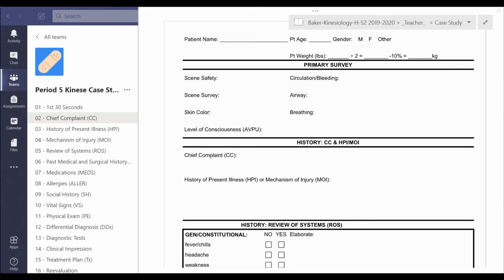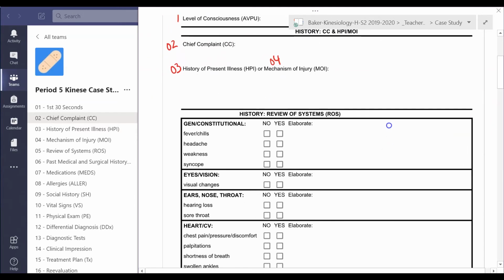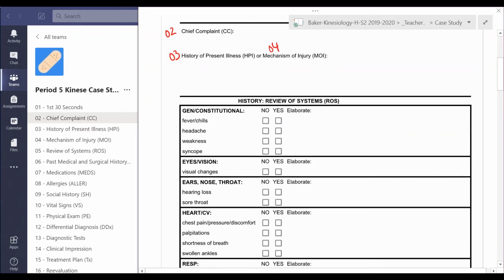So here's the correlation between the channels and teams and our history and physical forms. Channel 1 is the first 30 seconds. Channel 2, chief complaint. 3, history of present illness. 4, mechanism of injury. Review of systems is channel 5.